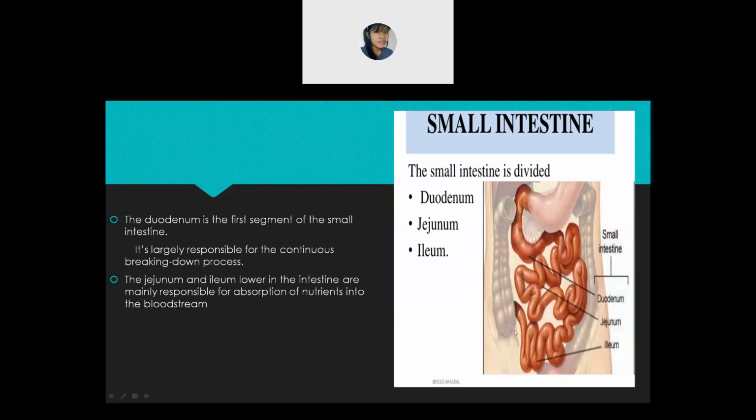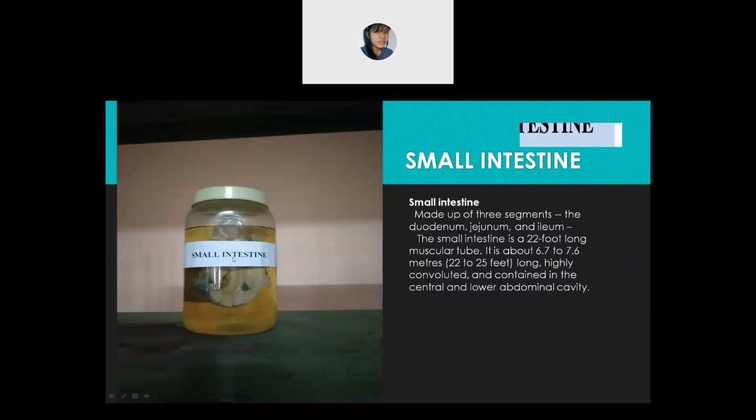Where is the location of the small intestine, the parts of the small intestine, the length of the small intestine? Are you clear? Any doubts? So this is the small intestine.